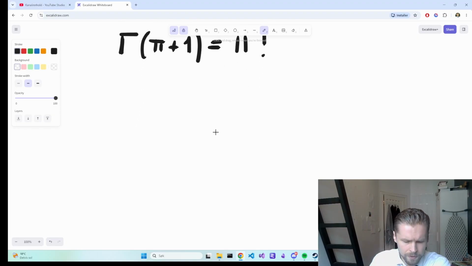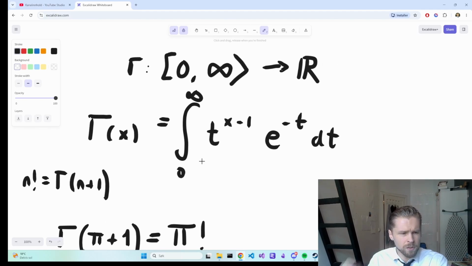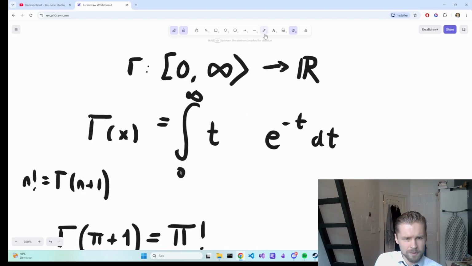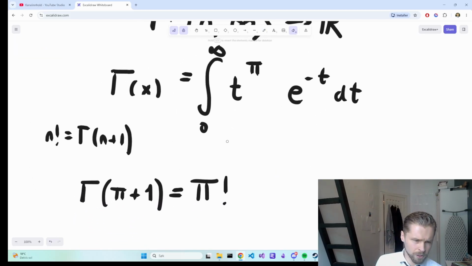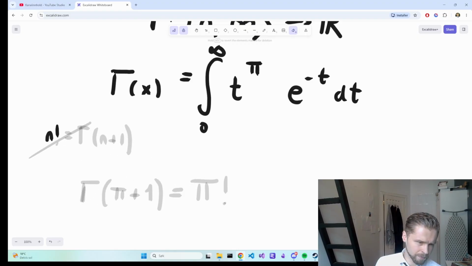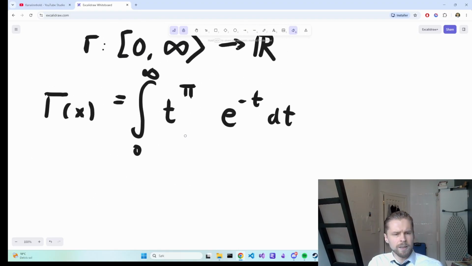So back to this. If we input pi plus 1 here, all we're going to get is t^pi times e^(-t). Now this is just some calculus, isn't it? We just have to compute this definite integral. I only know it in Norwegian, bestemt integral, but all right. So how would I do it?